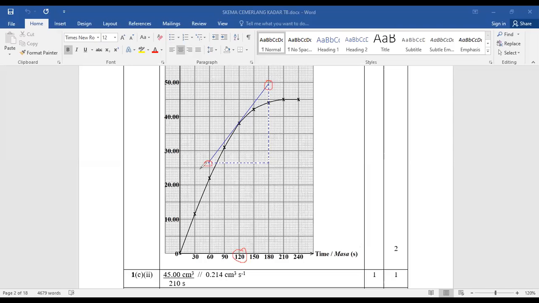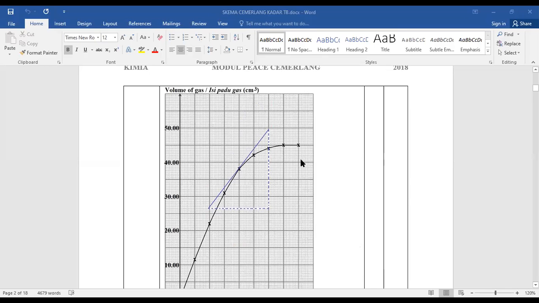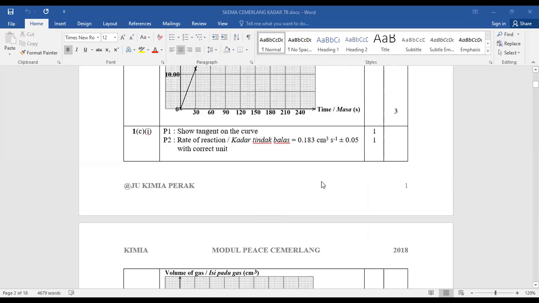Let's say this is x1, y1, x2, y2. So you are getting y2 minus y1 over x2 minus x1, and you are going to get the gradient. The gradient is the rate of reaction. Now, if you are getting an accurate answer, your answer will be 0.183 centimeter cube plus minus 0.05.